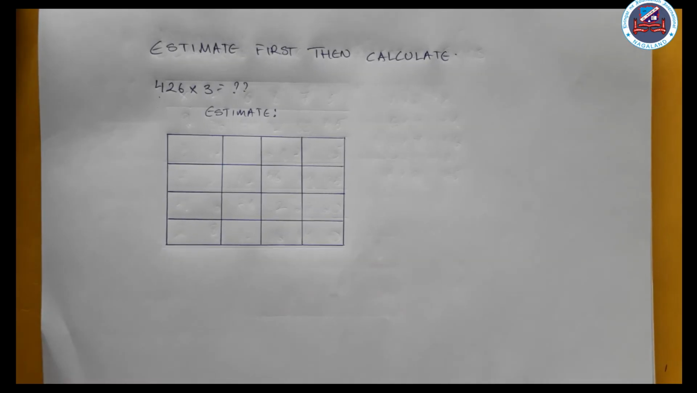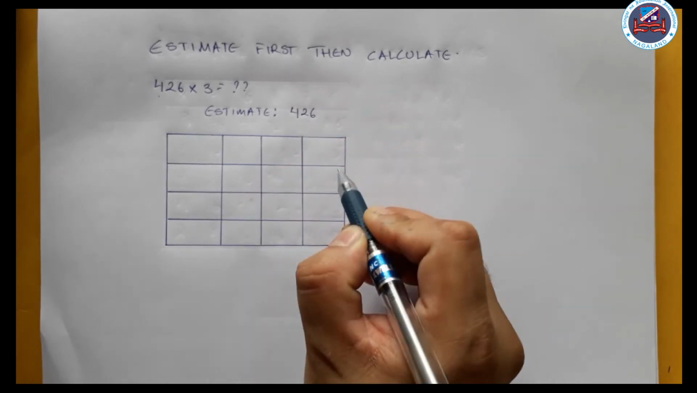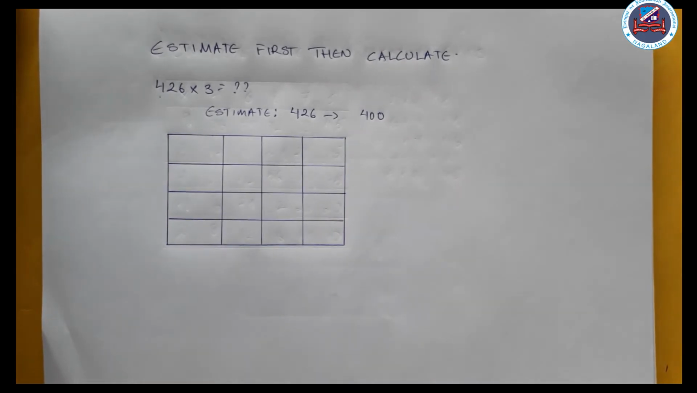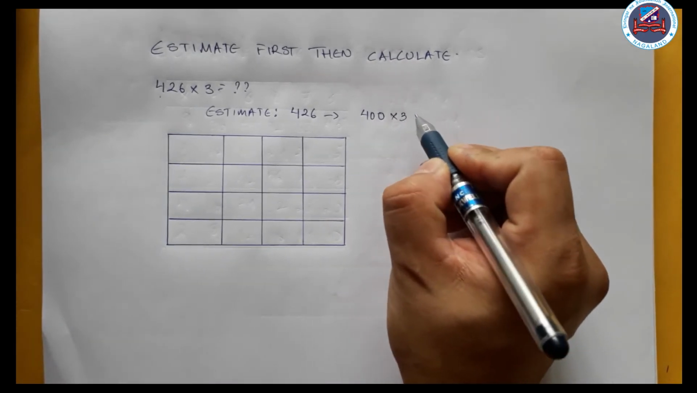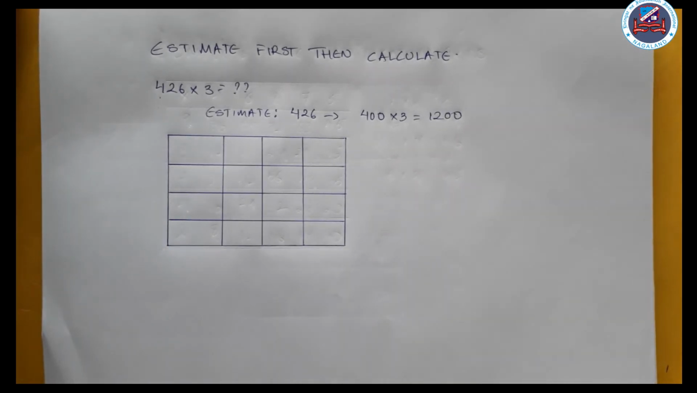Estimate first, then calculate. This is question number 1B from page number 16. First, we have to estimate and then we have to actually calculate and check the answer. So let's estimate. 426, we can estimate this as 400. So 400 multiplied by 3 equals 1200. Now, let's check if the answer will be somewhere near or not.